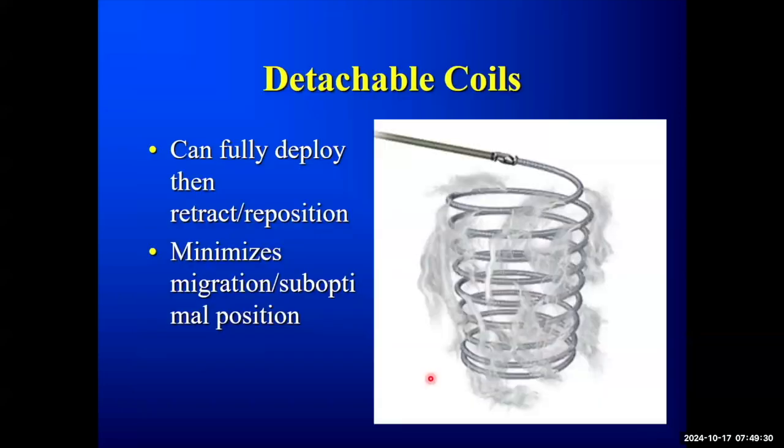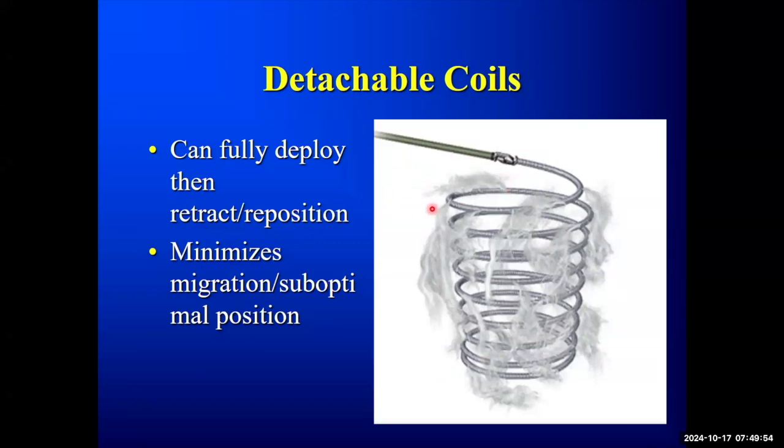Detachable coils came along a few years ago, and they're really great. There are many different designs. You can see this little locking mechanism, so that if you deploy the coil and say it migrates or it doesn't go where you want, or it doesn't look how you want, you can always retrieve it and pull it out, reposition it, or put a new catheter in of a different size. So these are really nice.